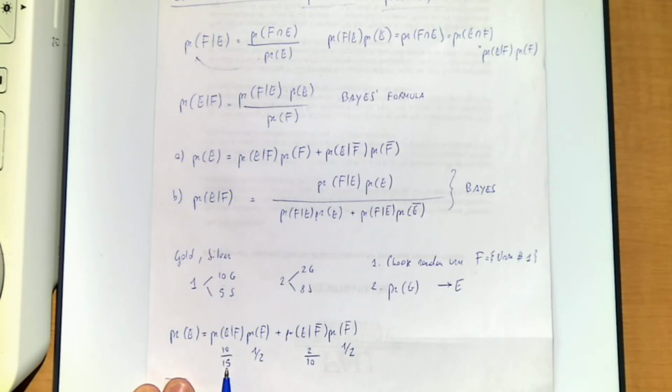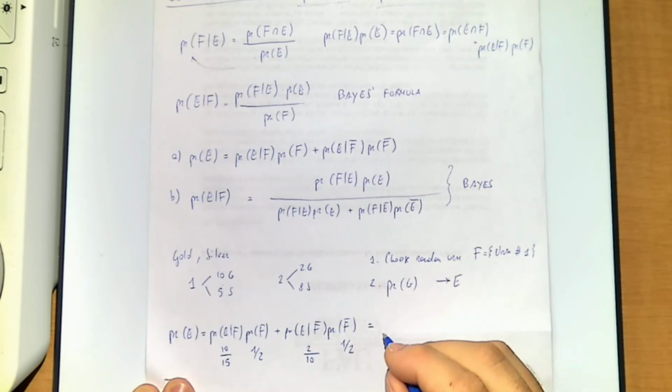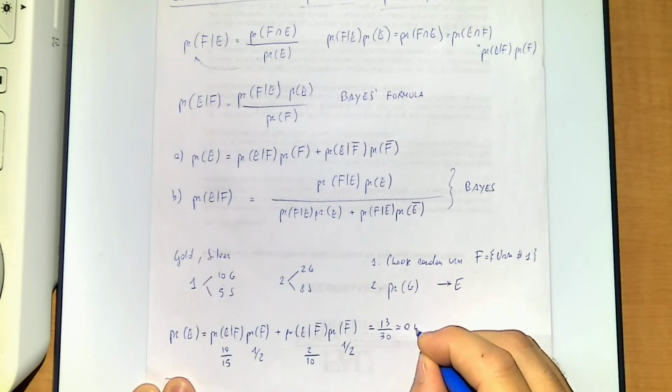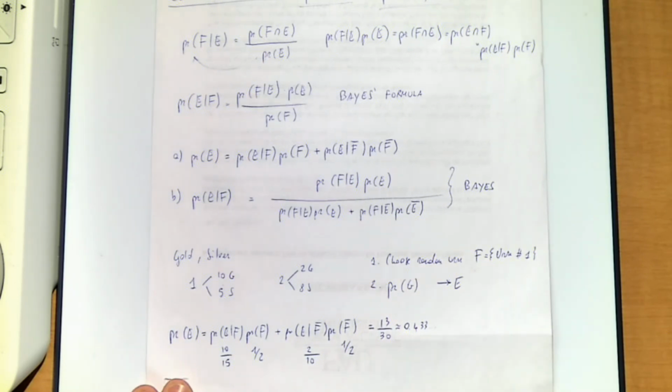Remember, all my probabilities are between 0 and 1, so 10 out of 15 is between 0 and 1. I put all the numbers together, do my computation, and I get 13 over 30, which is approximately 0.433. So I have a decent chance of picking a gold coin. This is a nice application of conditional probability, and it explains why we always have to consider independence of events and conditional probability in our mix.